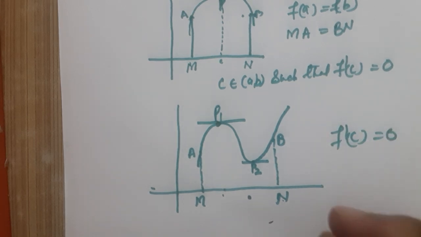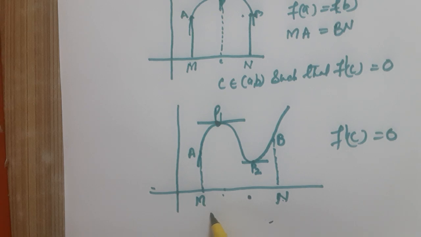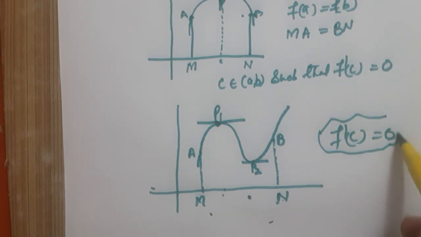So Rolle's theorem ensures the existence of at least one real number C in A to B such that f dash C equal to 0. मैं कम से कम एक पॉइंट ऐसा होगा जहां ये पॉइंट टेंजेंट जो होगा वो पैरेलल टू एक्स एक्सिस हो जाएगा. सो एफ डैश सी इक्वल टू 0.